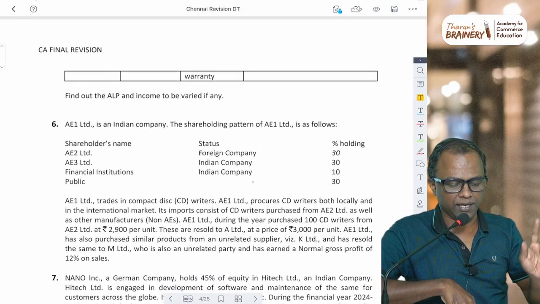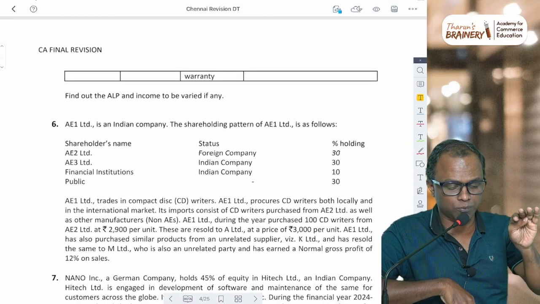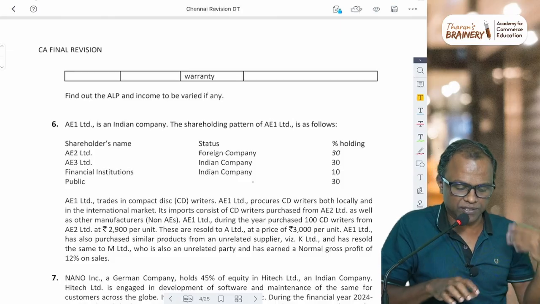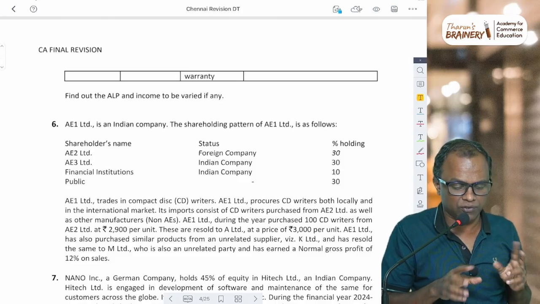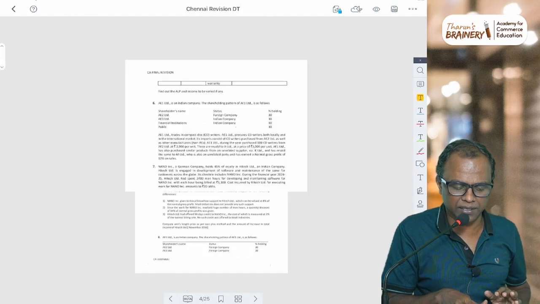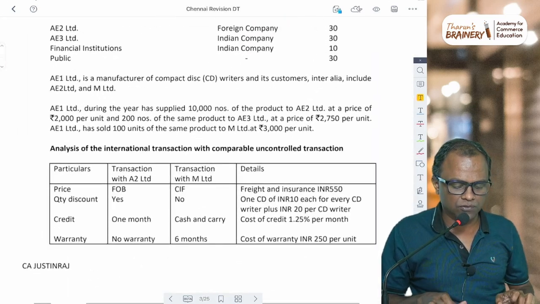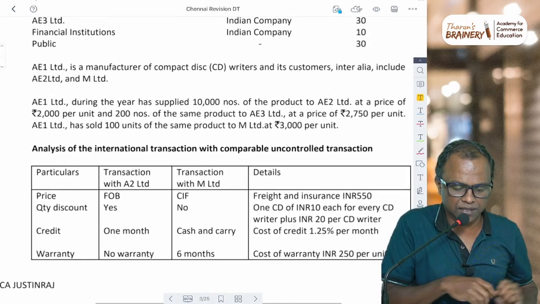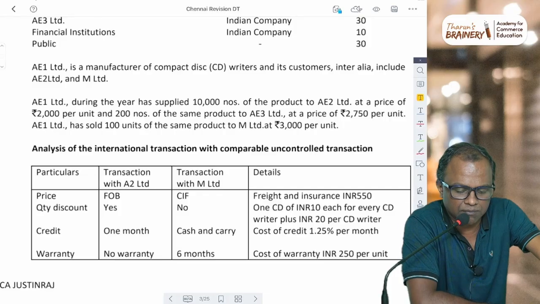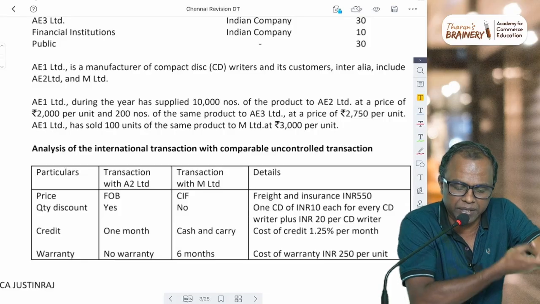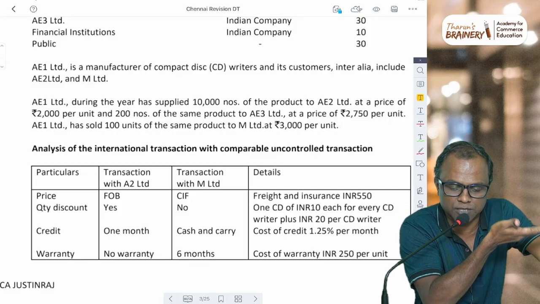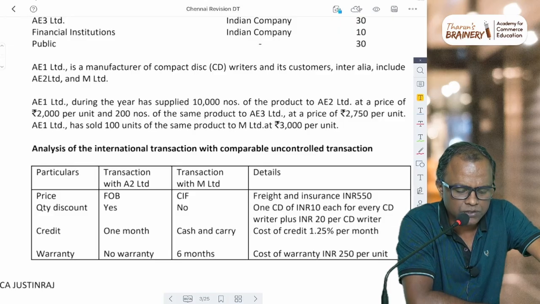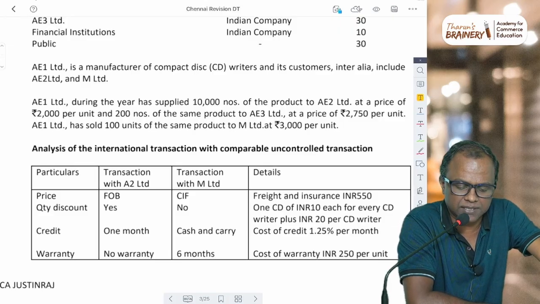Find out the ALP and income to be varied, if any. So first we have to find out the arm's length price, and then we have to find out the income which has to be varied. First we will find out the price with M Limited. The price with M Limited we charged is 3,000. That is the basis for the calculation. This is the base price, 3,000, so the comparable uncontrolled price is 3,000.